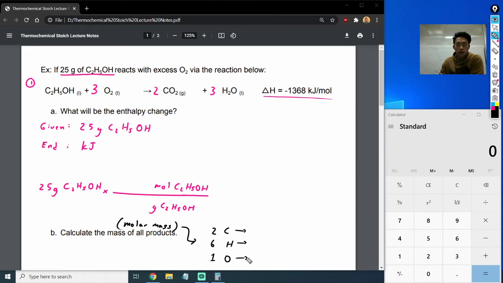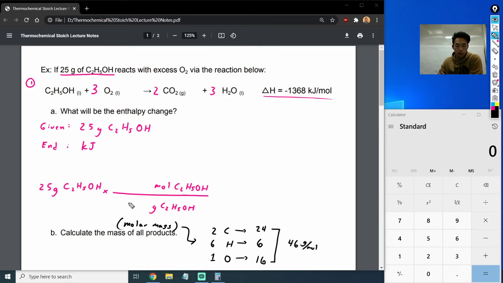Carbon is 12 each, so if there's 2 of them, it's going to be 24 grams per mole. Hydrogen is 1 each, so it's 6 times 1, which is 6. And oxygen is 16 each, and there's 1, so we can just do 16. If we add them all up, 24 plus 6 plus 16, that's going to get you to 46 grams per mole.